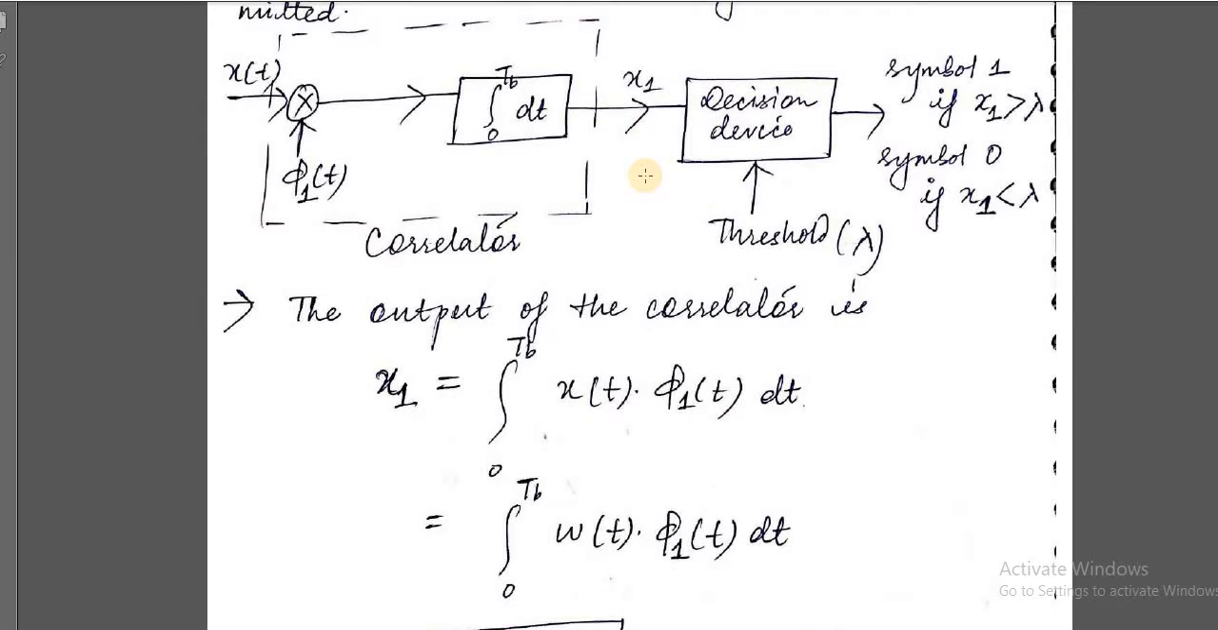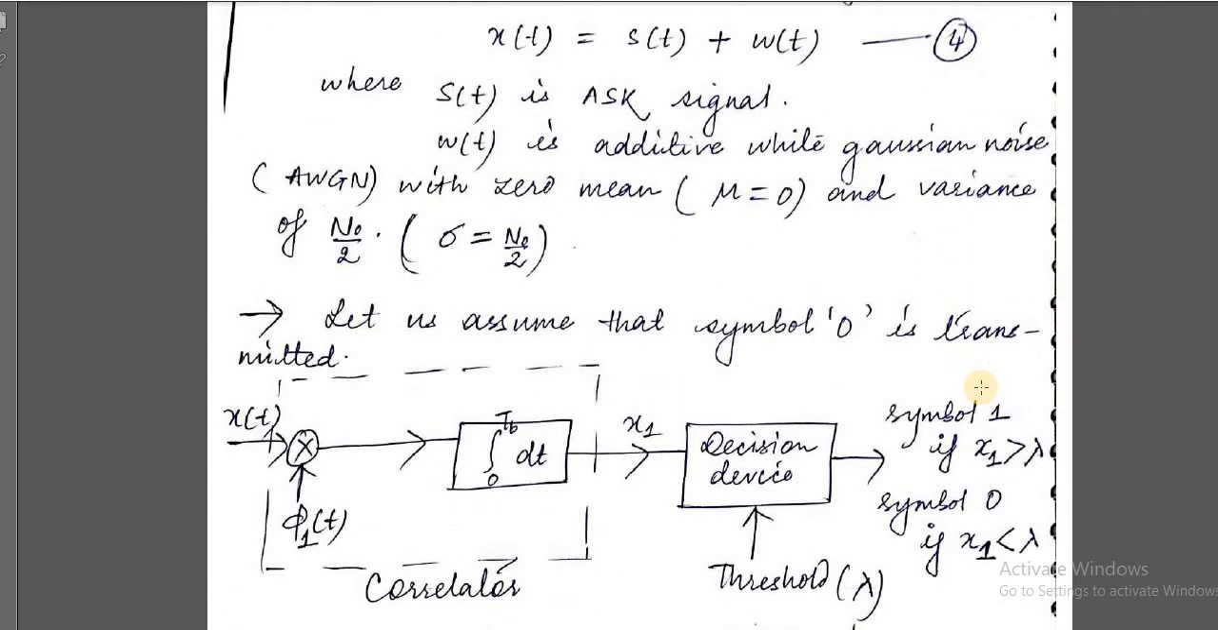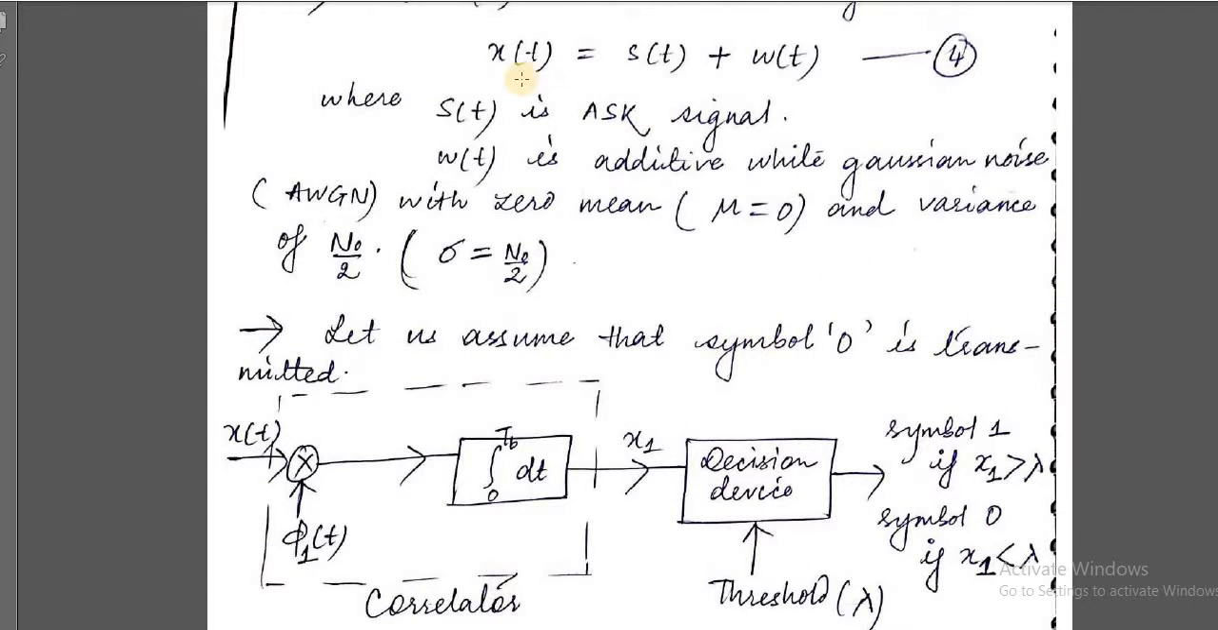As we can clearly see from the diagram, x1 is the integration from 0 to Tb of x of t multiplied by phi 1 of t. That is the output of the integrator. And for x of t, let's say I am transmitting symbol 0. So this is my equation of x of t: X of t is equal to S of t plus W of t. In case of ASK, S of t is 0, because when the input is 0, we are not transmitting any signal in the amplitude shift keying modulation technique. So S of t is equal to 0.